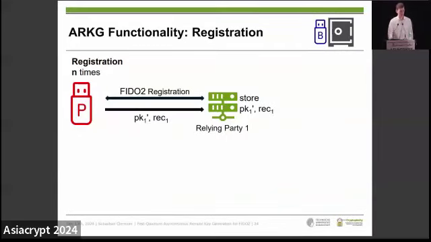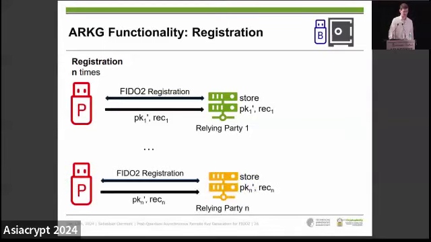Now with the backup authenticator stored safely somewhere else, the user can go ahead and use the primary authenticator to register at as many services as he likes. The FIDO2 registration works as normal, but there is one additional message from the primary authenticator to the relying party, which includes a derived public key as well as recovery information, which will later be used for the recovery. The relying party has to store this information and associate it with the user. This can happen multiple times, depending on the number of relying parties the user registers with.